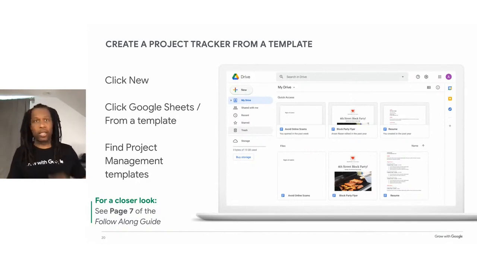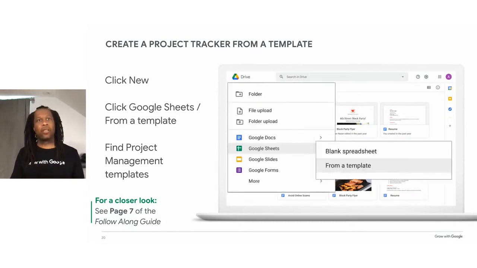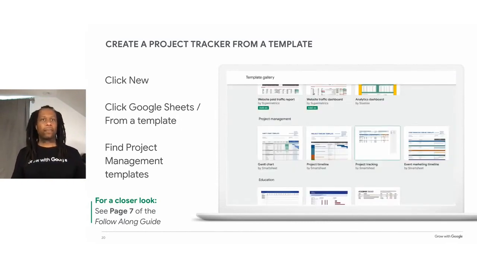And here's how you do this. So first you click New, right? And then you click Google Sheets from a template. And then you scroll down until you see the project management templates.